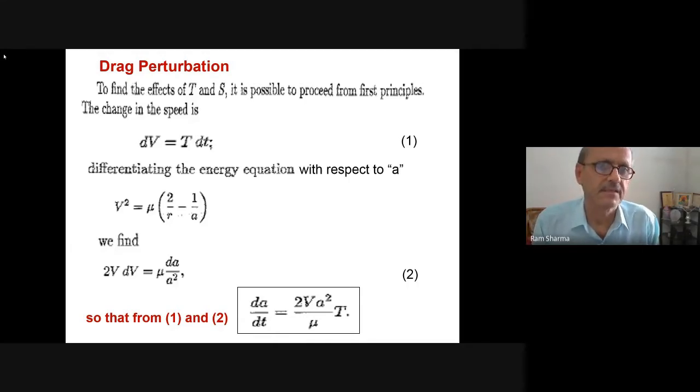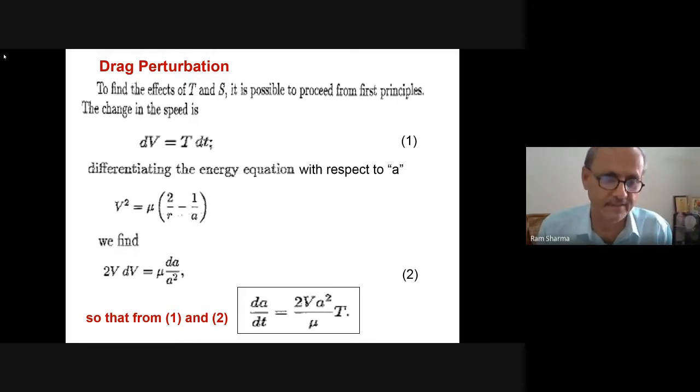dV by dt is the force, the thrust. It is written as thrust. I have taken this from his book only. Now V squared, this is the fundamental equation which is called the Vis-Viva equation: velocity squared equals mu, the gravitational constant, times (2 by r minus 1 by a). This is one of the fundamental equations. Now you differentiate this with respect to a.